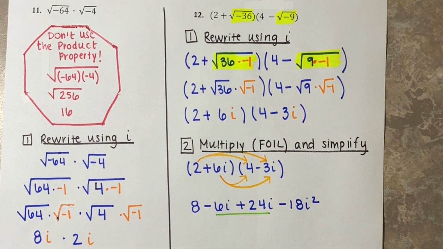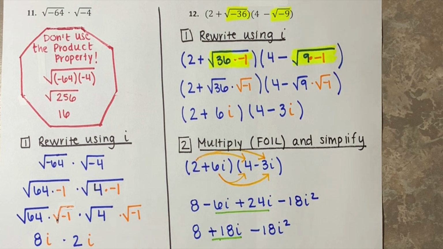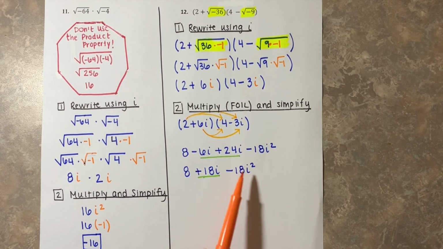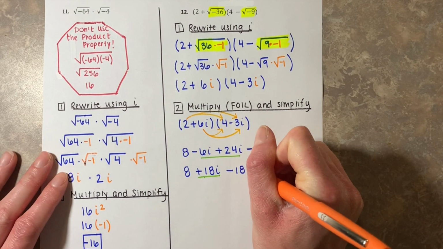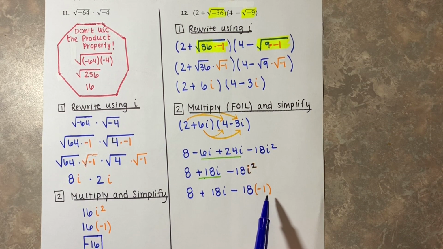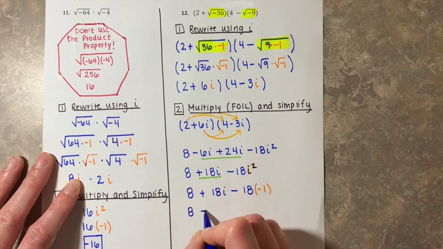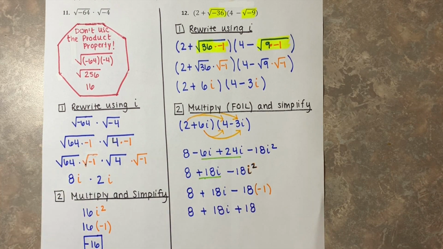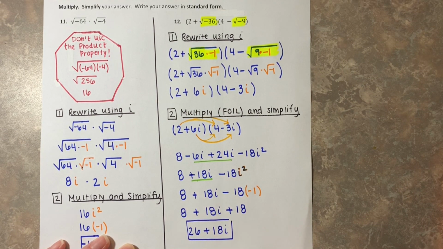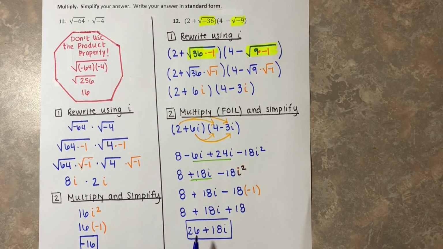These are like terms, so let's combine them. Negative 6i plus 24i gave us 18i. And then again in our final answer, we're okay with having i, but we never want i squared in our final answer because there's a much simpler way to write i squared. We always rewrite i squared as negative 1. And then negative 18 times negative 1 simplifies to a positive 18. And then we can combine the 8 plus the 18 to give us 26 plus 18i. And the problem specifies that we want standard form, so we make sure that we put the real part first, which we did, and the imaginary part second.